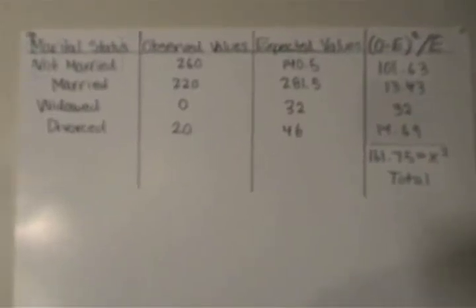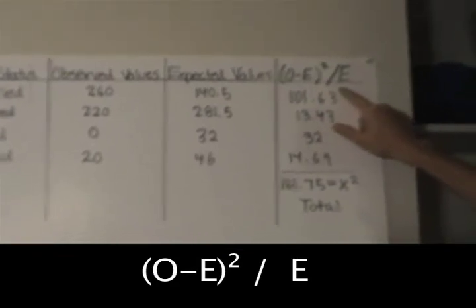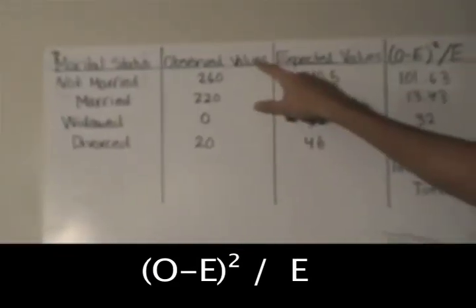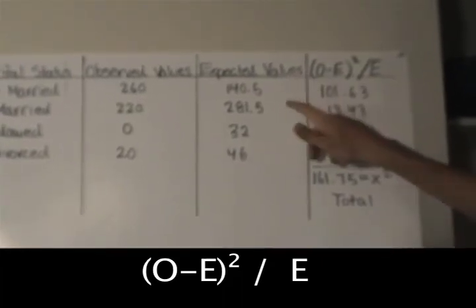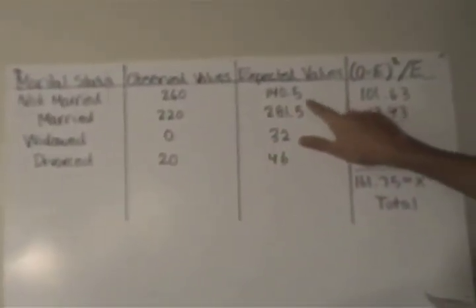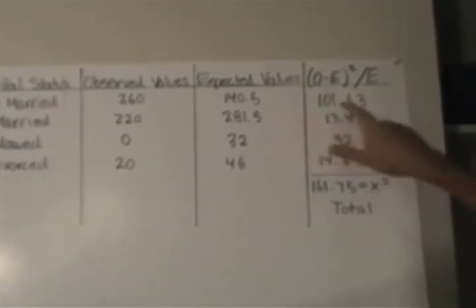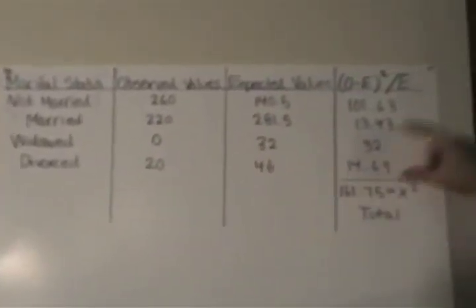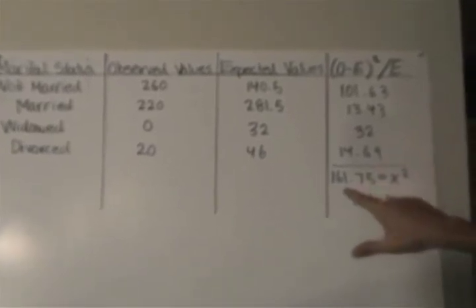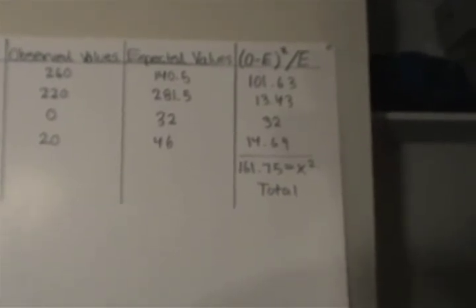In order to see if the distribution in the sample varies from the population, we use the equation (O minus E) squared divided by E, where O is the observed values right here, and E is the expected values. For example, for never married, we would take 260 minus 140.5, square that, and divide by 140.5, and that gives us 101.63. We did that for never married, married, widowed, and divorced. When we add those all together, we get 161.75, which is x squared. And x squared is the chi-square statistic that we're going to use later to reject the null hypothesis.